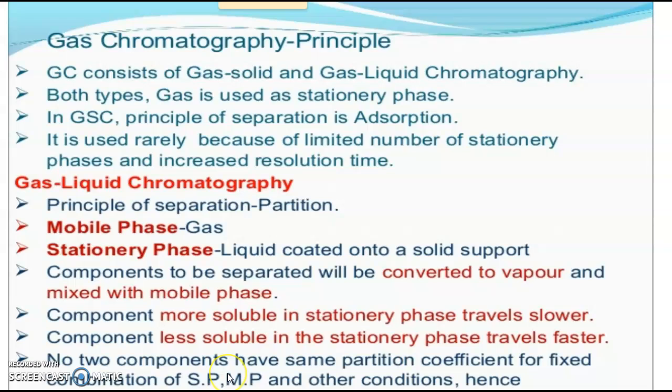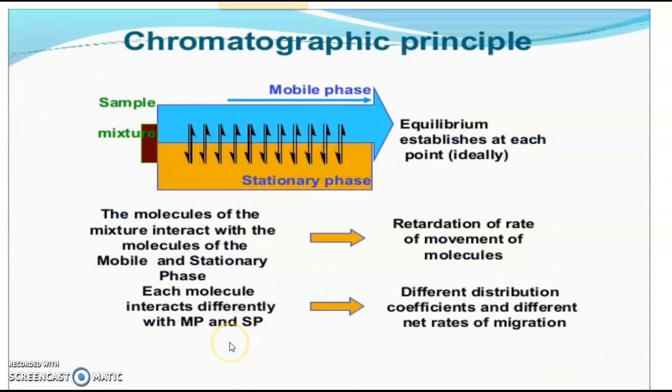No two components have the same partition coefficient for a fixed combination of stationary phase and mobile phase and other conditions. Hence, this is the chromatographic principle. See, this is the mobile phase movement and this is the stationary phase. This is the equilibrium established at each point ideally. So this is the sample and this is the mixture.